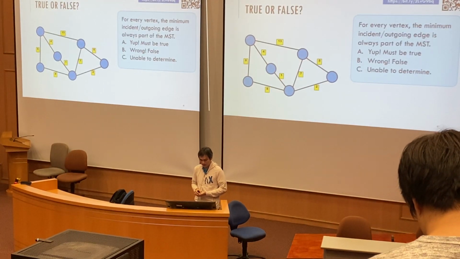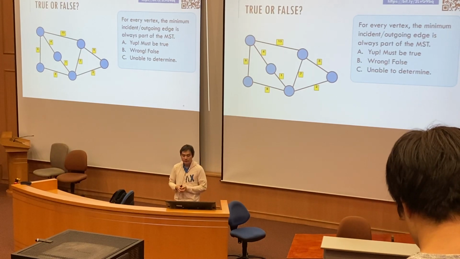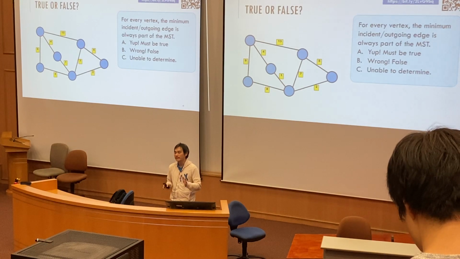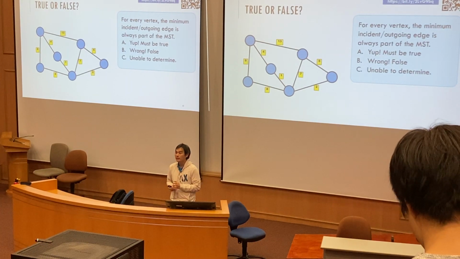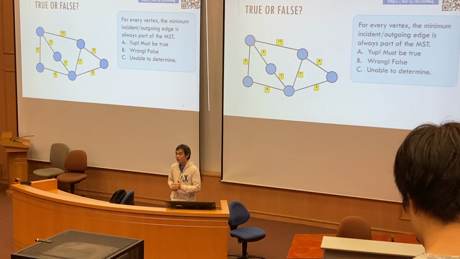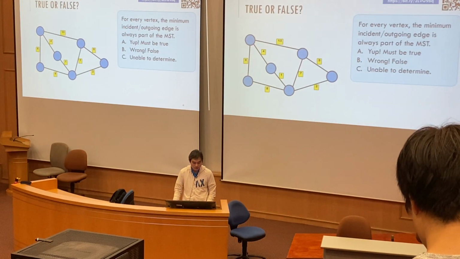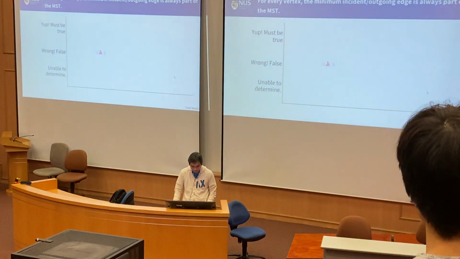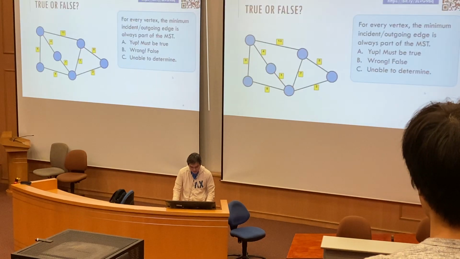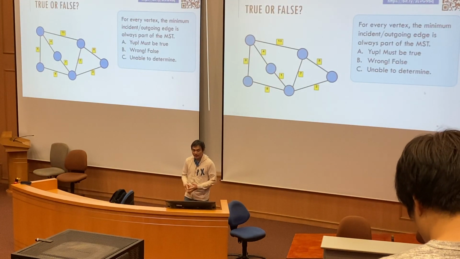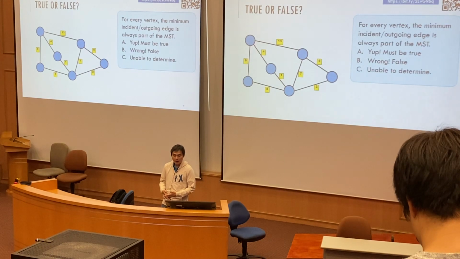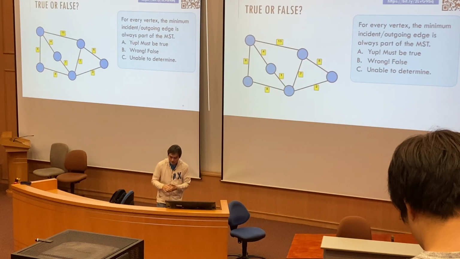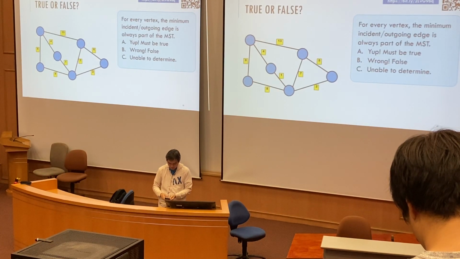So let's test your understanding. Let's try this. For every vertex, the minimum incident edge, let's say incident, alright, because there's no direction here, is always part of the MST. Is this true, false, or are we unable to determine? Alright, so let's again chat to your friend and let's see. Okay, so for every vertex, the minimum incident edge is always part of the MST. Is this true or not? Okay, I'll give you a minute. Check with your friend. Try to think it through.